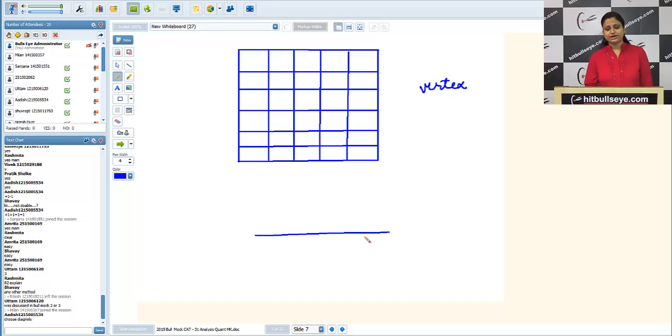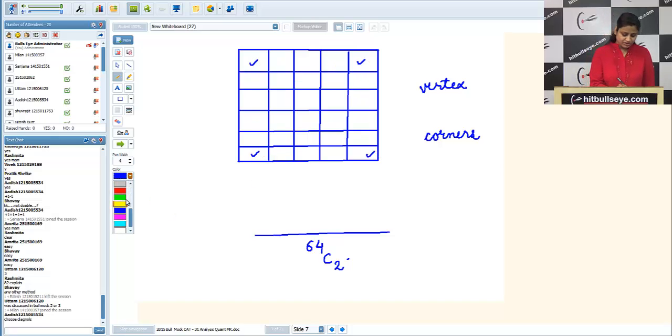In total, how many squares were there? There were 64. You are choosing 2 at random, so it will be 64C2. Whenever you have this kind of question, we'll segregate these squares into 3 categories. We can talk about corners, I mean these. We can talk about edges, but not corners, I mean these. Then we can talk about inside squares, I mean the remaining squares, these ones.